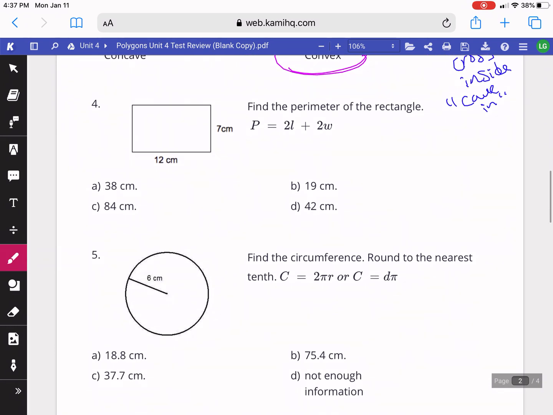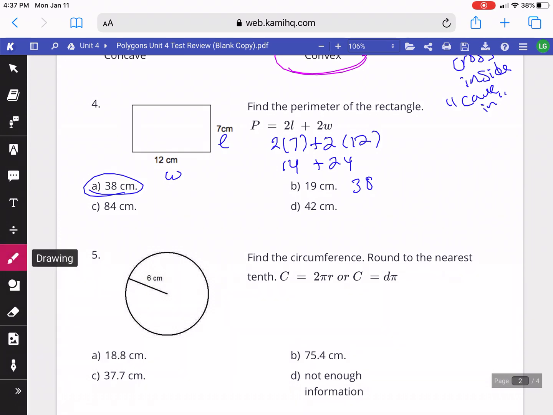Question number 4 wants us to find the perimeter of that rectangle. Here I'm going to let this one be the length and this one be the width. So it would be 2 times 7 plus 2 times 12. This will be 14 plus 24, which is 38 centimeters. Another way you can do perimeter, perimeter also means that you're just adding all the sides. So you could have also said this side's 7, this side's 12, and if you add all of those, you'll get 38 as well.